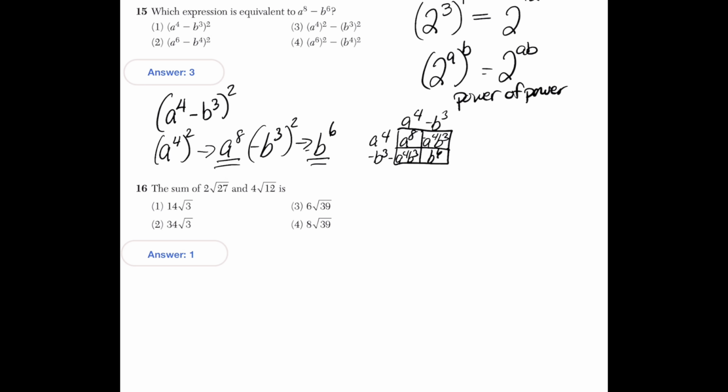So I actually end up with, when I try expressing this, a to the eighth minus 2a to the fourth b to the third plus b to the sixth. I end up with this middle term. That is why when we're squaring these binomials, I end up with a middle term here, and that is why it can't be equivalent to this one up here. So it's not going to work for this one, it's not going to work for that one. Okay? So it does not work.